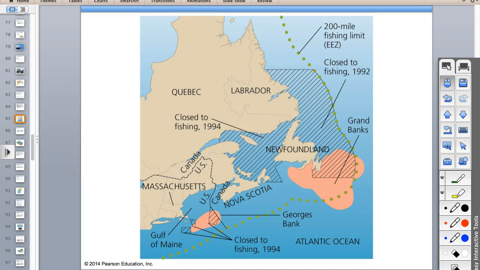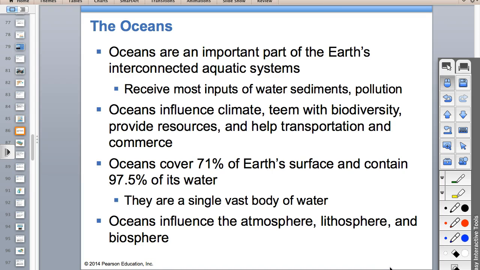And so if we look here, you can see where the fishing grounds used to be, the Grand Banks. All these places were just closed to fishing in 1994. Here, this place was closed in 1992. And so that's really unfortunate. It's profitable for a while, but then you do end up overexploiting a resource and you don't have it anymore. So anyway, there's a lot of numbers you just have to have memorized for the AP exam.